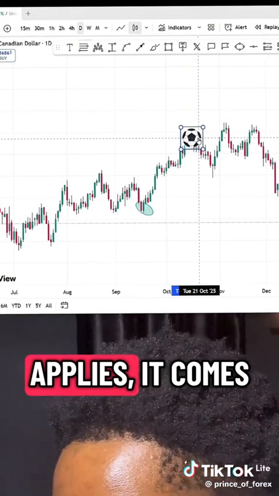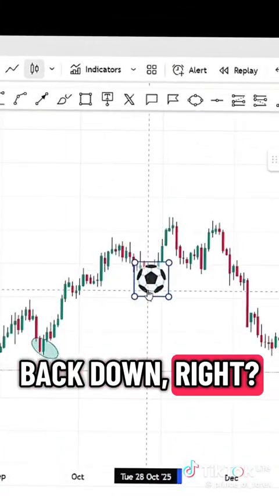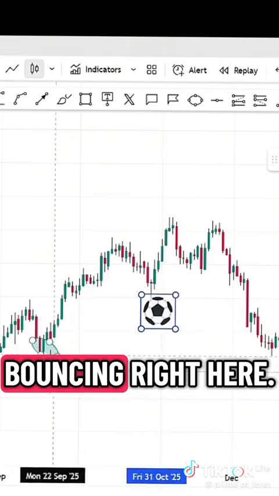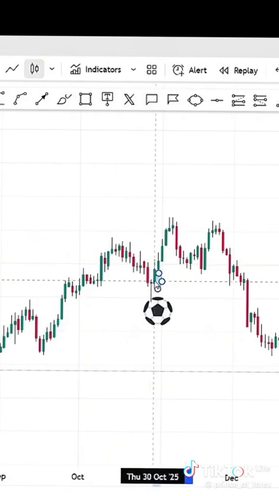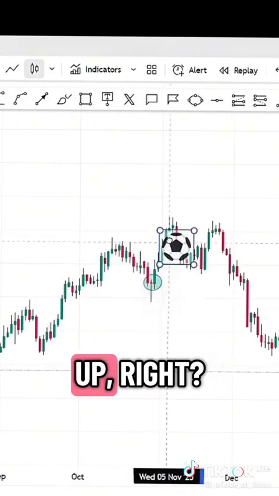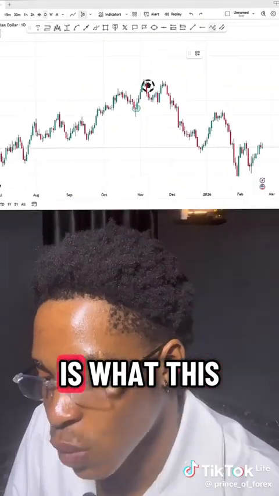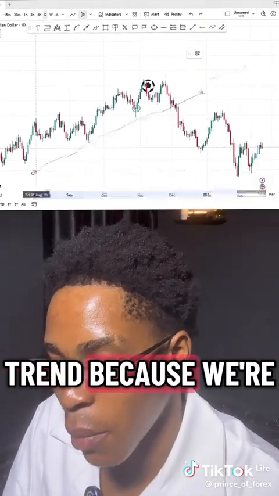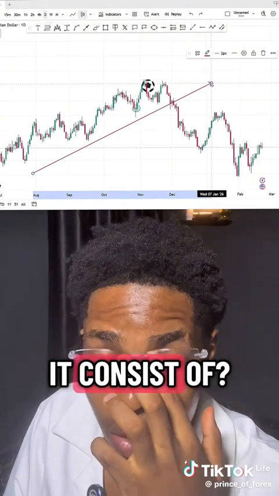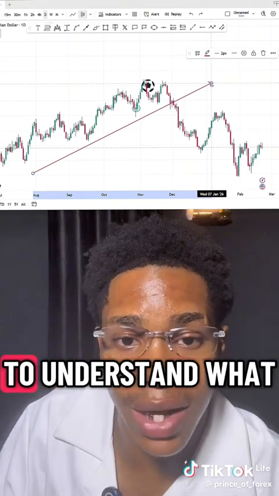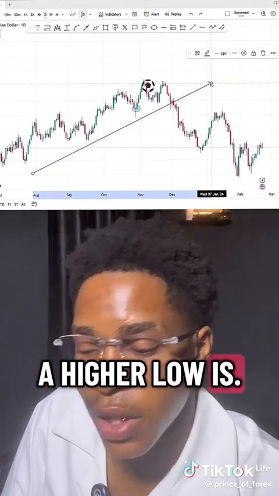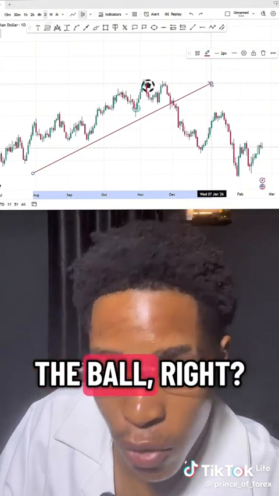The same thing applies. It comes back down, just like the ball was bouncing, here, and then it goes back up. So now this is an uptrend because we're going up. And what does it consist of? It consists of higher highs and higher lows, but for now you don't need to understand what a higher high is or what a higher low is. You just need to call it the ball.